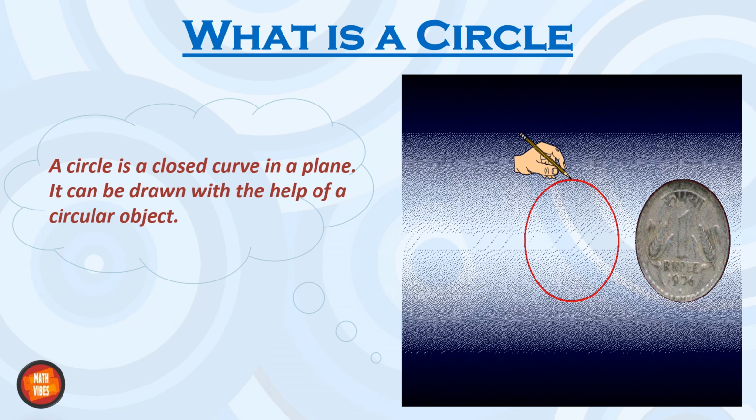So a circle is a closed curve in a plane. It is closed from all the sides, and it can be drawn on a plane surface, a flat surface, with the help of any circular object. You can use a bangle, you can use a CD, you can use a coin. If you don't have a compass with you, you can use the cap of some container if it is in the shape of a circle. So you can draw a circle with the help of any circular object.